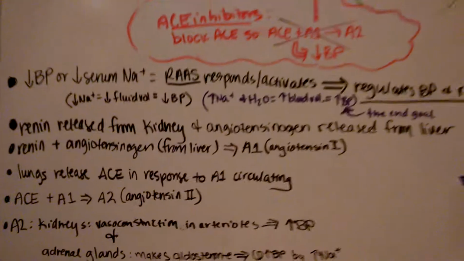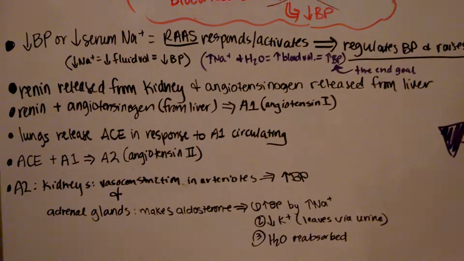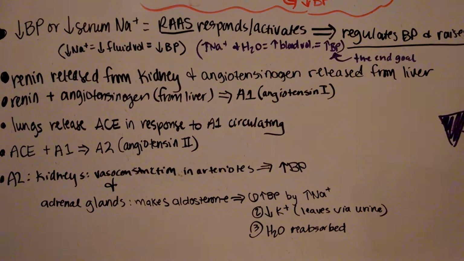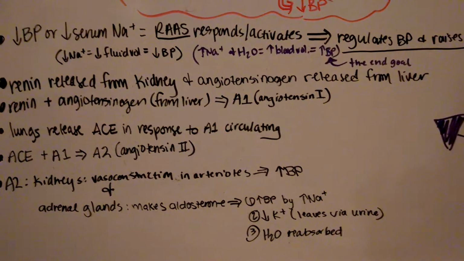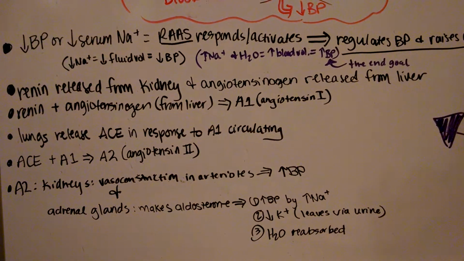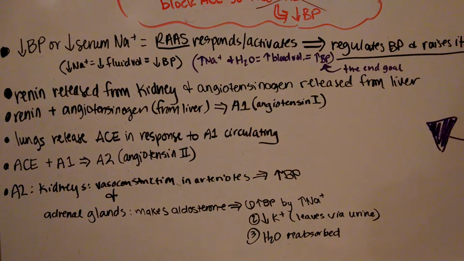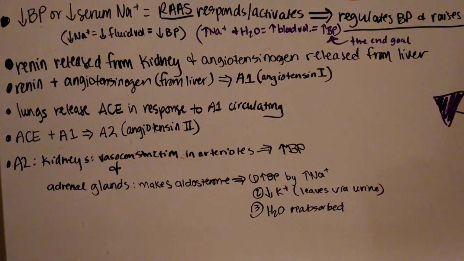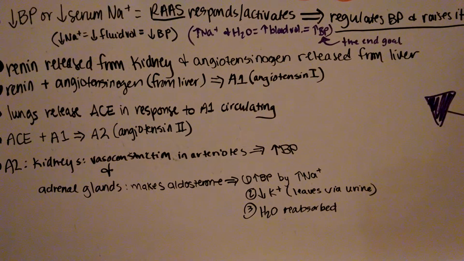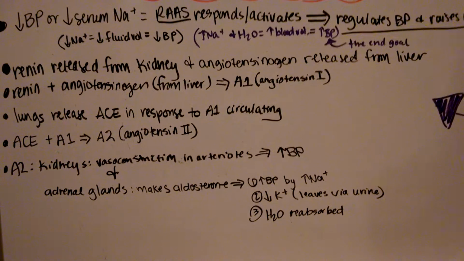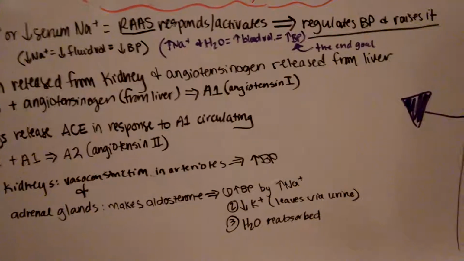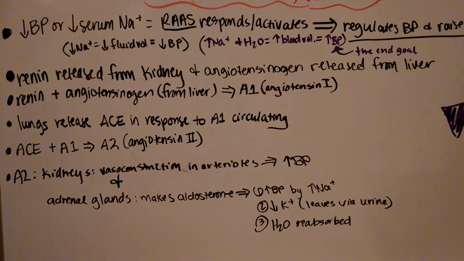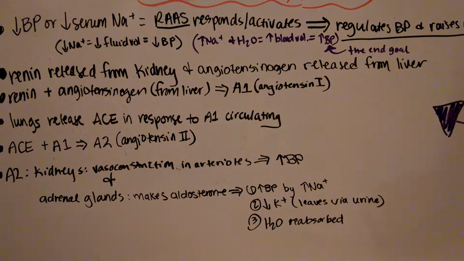So, like I said before, if we have low blood pressure or low serum sodium, our renin-angiotensin-aldosterone system responds or activates, and our RAAS basically regulates blood pressure and raises it. That's our end goal. So our renin is released from the kidney and our angiotensin is released from the liver because we have low blood pressure, low sodium, and low fluid volume or low blood volume. Then our renin and angiotensin are going to mix together to create angiotensin 1.